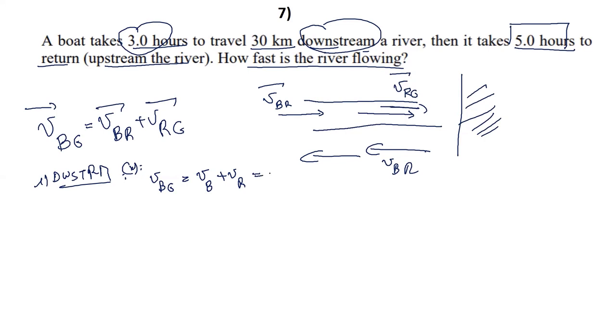And this will be equal to the distance here, which is 30 kilometers divided by 3 hours. So this is equal to 10. I have my first equation: velocity of the boat plus velocity of the river, when the two speeds are adding up in the downstream case, is equal to 10. Of course, I mean 10 kilometers per hour.